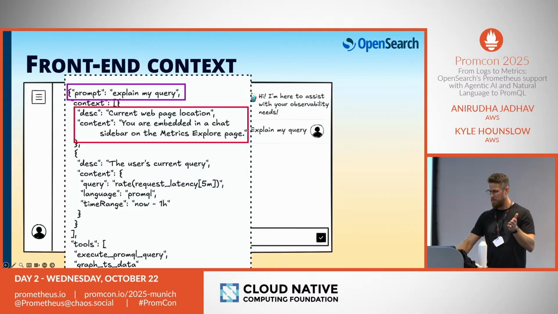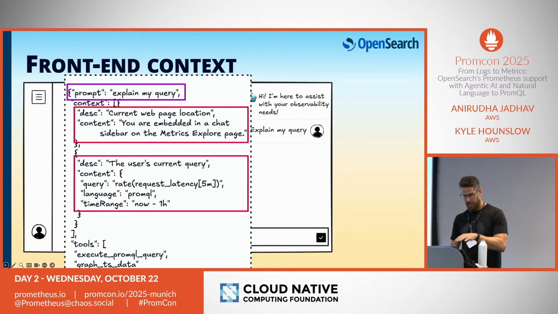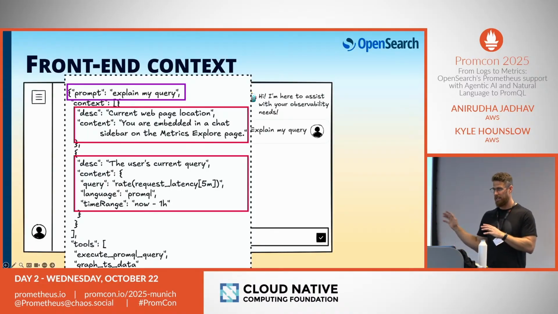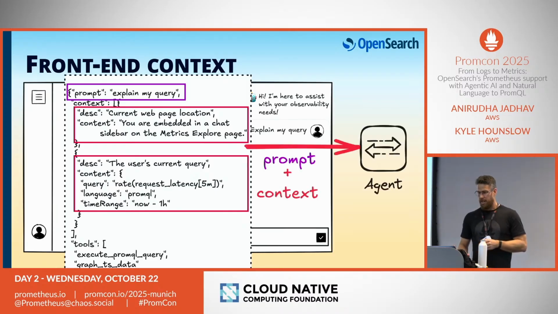Don't need to read all this, but this is what the payload looks like. You have the prompt, and you have some supplemental context in there. Because this could be a remote agent, you actually give it that context: you are embedded in the sidebar on this metrics explorer page, and this is the user's current query. It's using this language over this time range. And so this means the backend server doesn't actually need network access to your data sources to provide meaningful assistance to you. And you could use a remote agent.